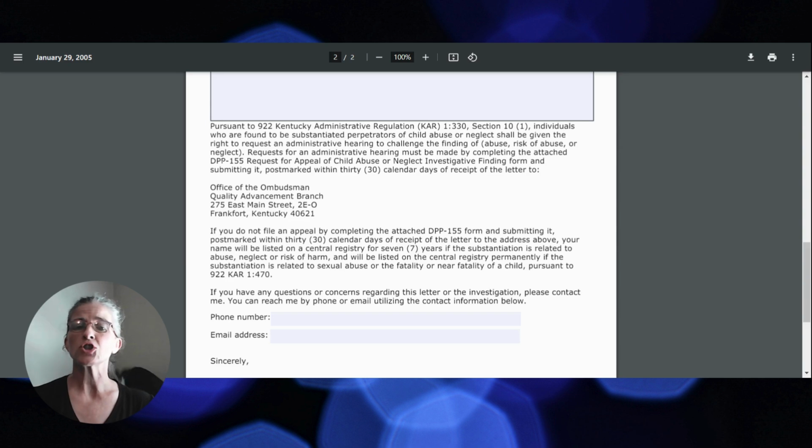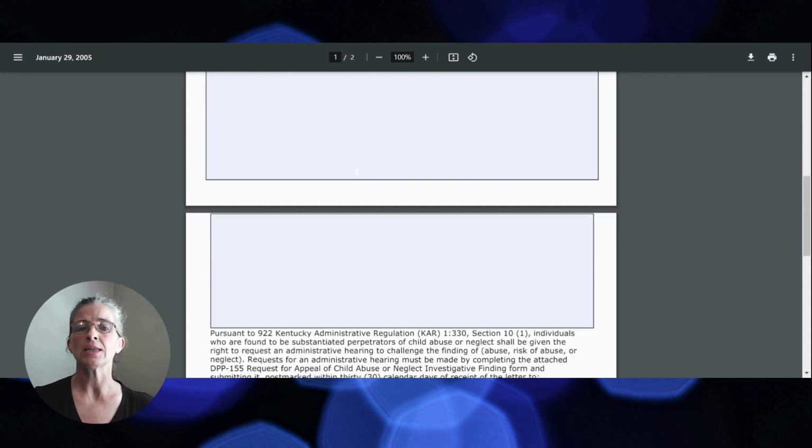You attach to this, if this was mailed to your home, you should find the DPP 155 request for an appeal. And you have to submit that form, and it has to be postmarked within 30 calendar days of receipt of the letter. This is going in Kentucky, this goes to the Office of the Ombudsman. And this is where you would challenge the information that was provided to you in this section above.